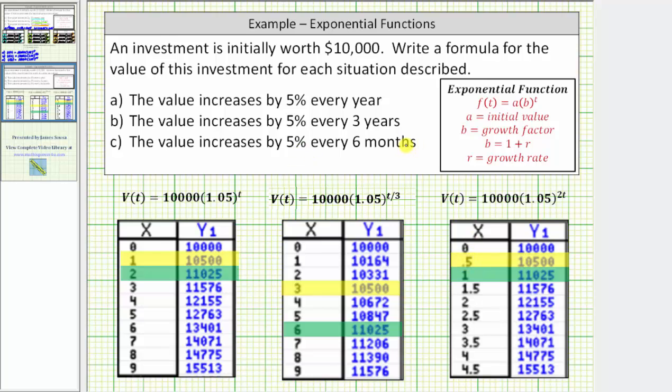Going back to the first table, after 2 years, the value increases by 5% twice, and therefore the value is $11,025. When the growth is 5% every 3 years, it takes 6 years to reach the same value, and when the growth is every 6 months, it only takes 1 year to reach the same value of $11,025. So these tables do verify our formulas are correct.